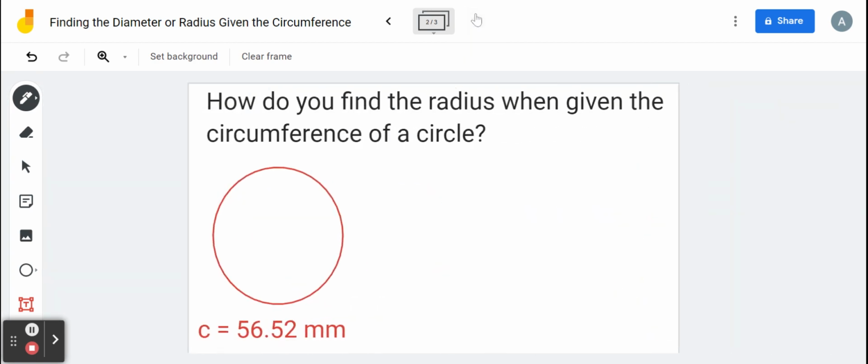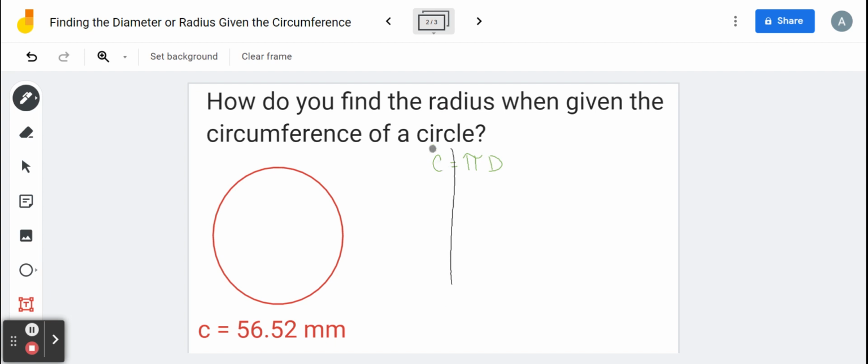So in the next slide, we're going to find out how to find the radius. This is going to be just like we did in the first video. We just have one more step to do in the end. So again, let's start with our formula. C equals pi times D. We're going to plug in the information we know.